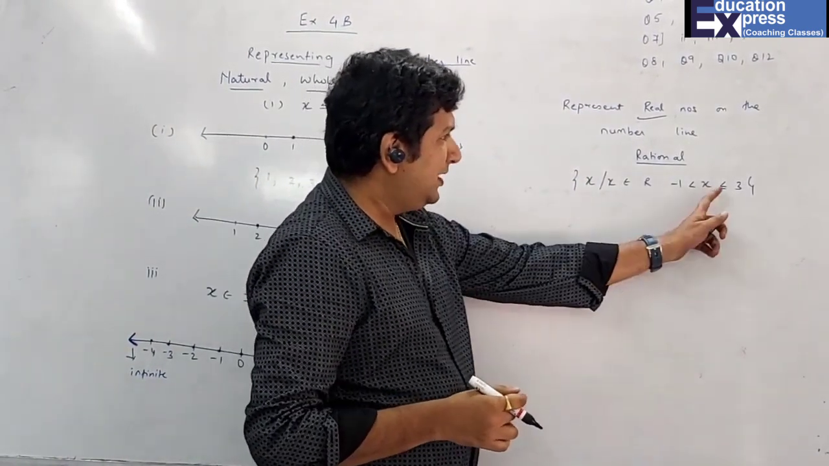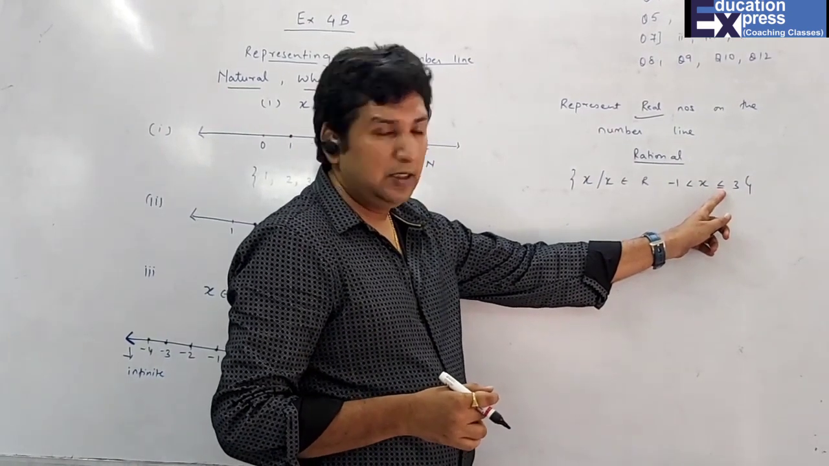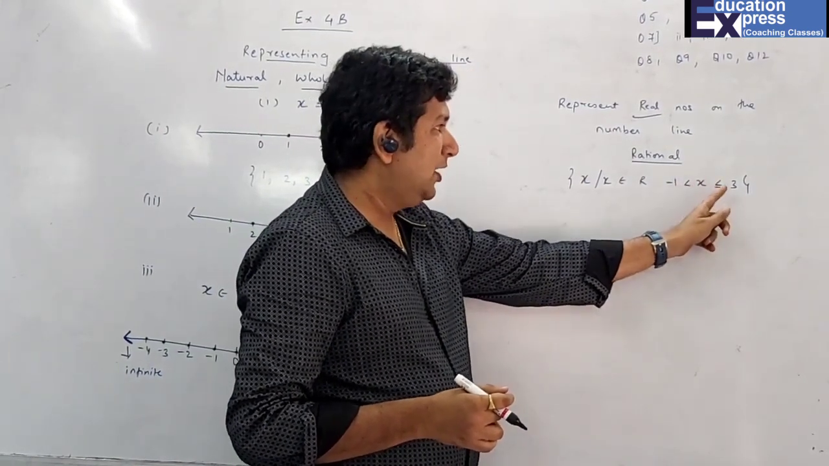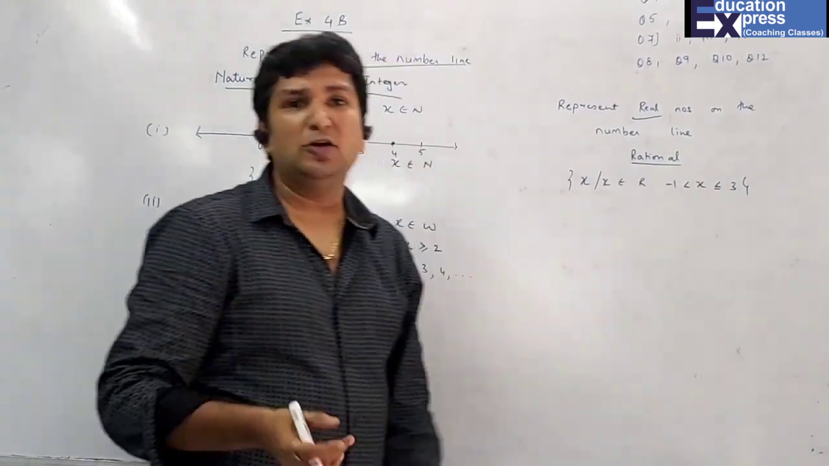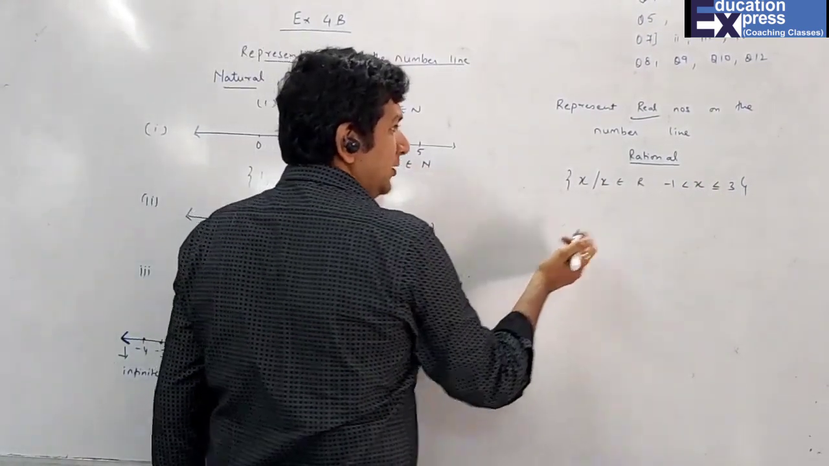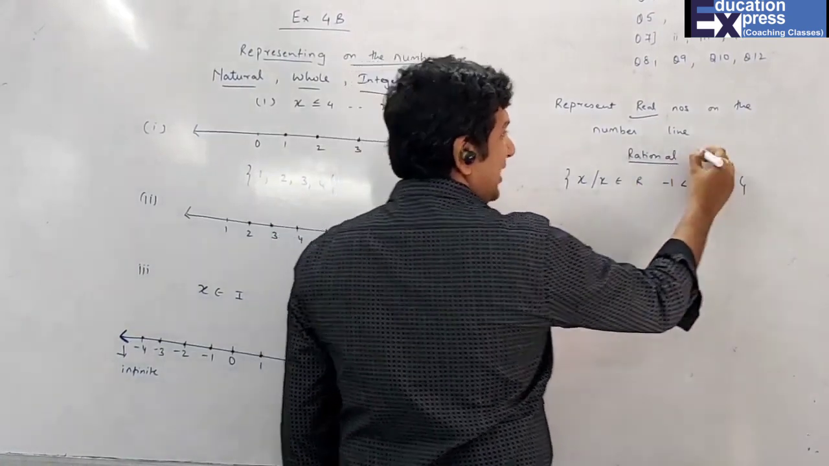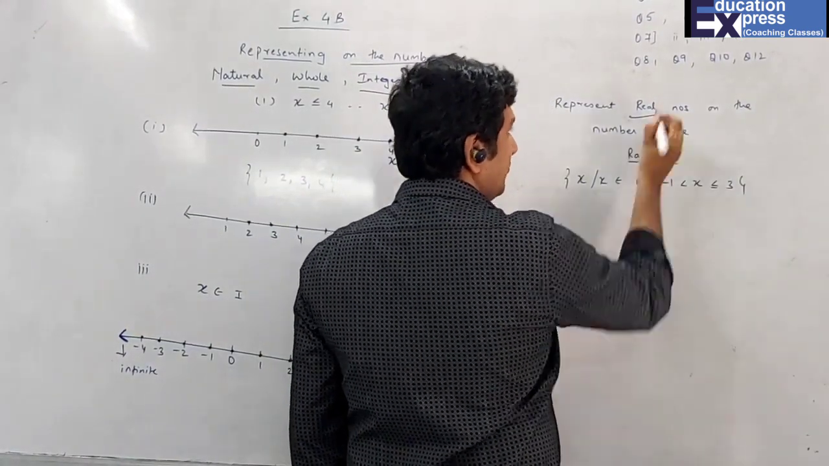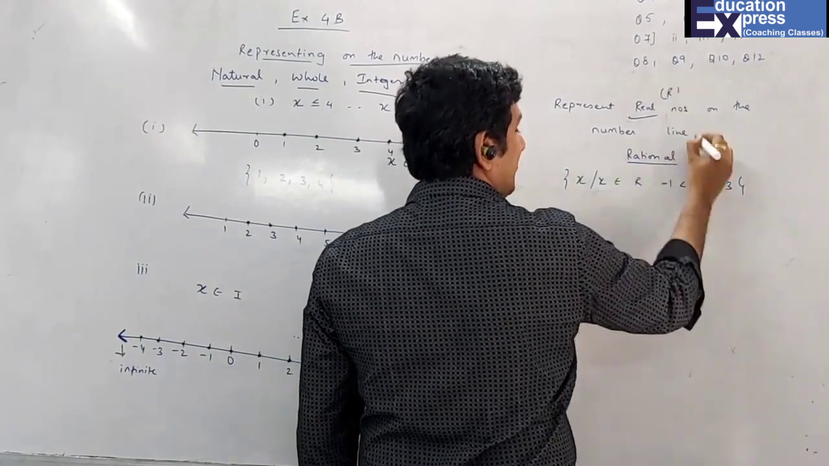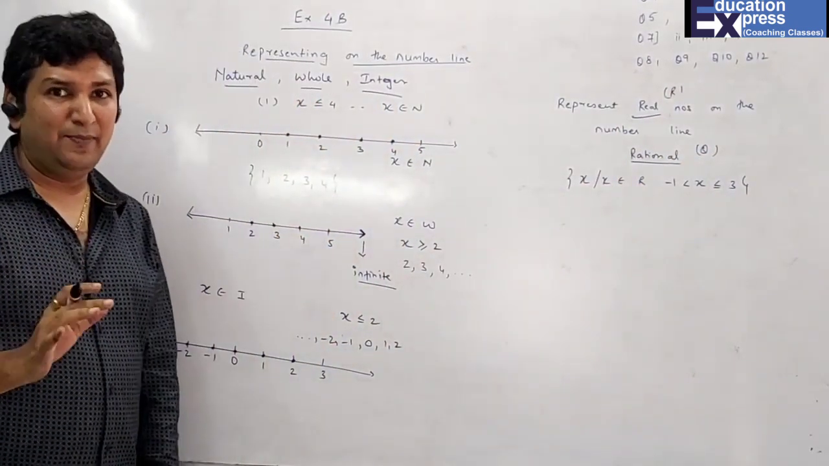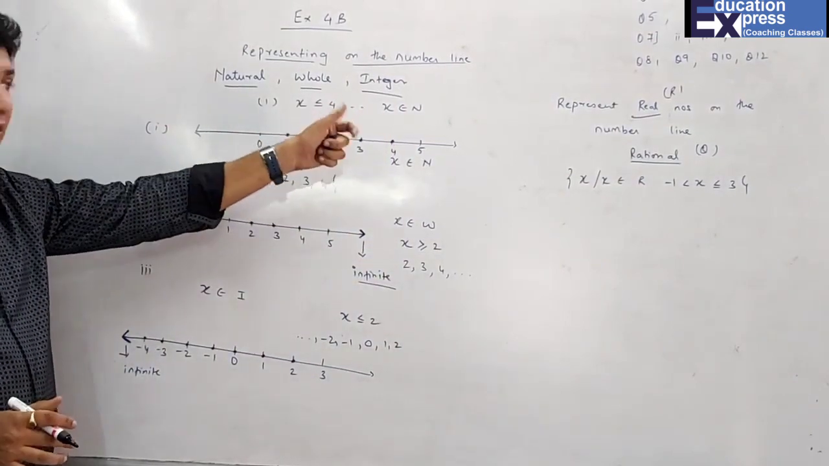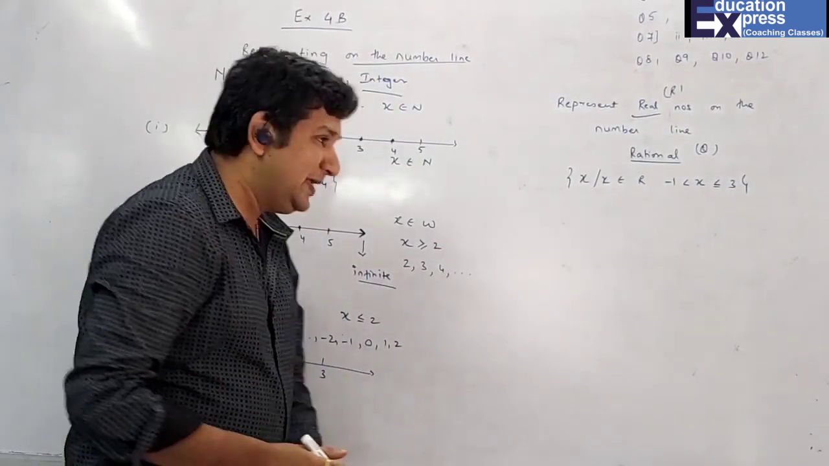You have to see whether the equal to sign is there or not. Here it's only more, but here it's more and equal to both. So how are they represented on the number line? For real numbers we use R, and for rational numbers they use Q. But for both, the number line concept will be the same, just like the same concept for natural, whole and integer.